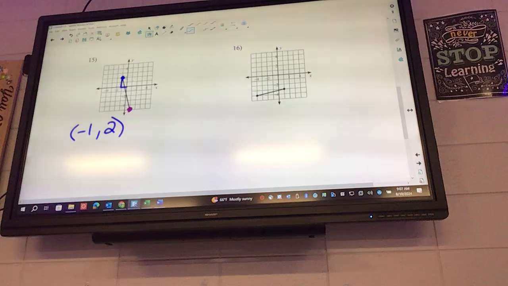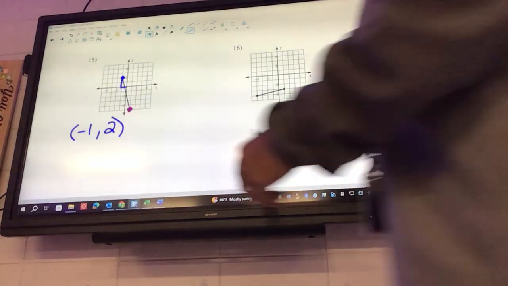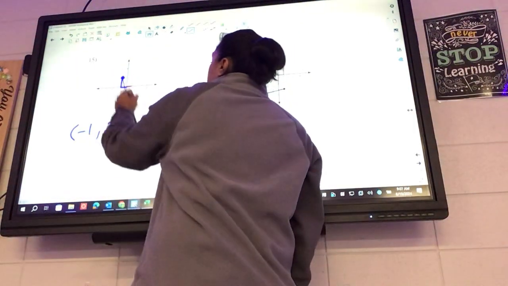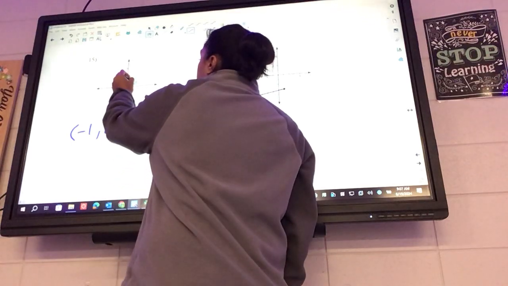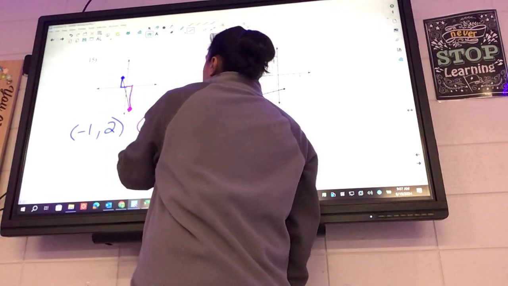Okay, this purple dot, am I going left or right? I'm going to the right. How many up or down? Down 5, so minus 5.